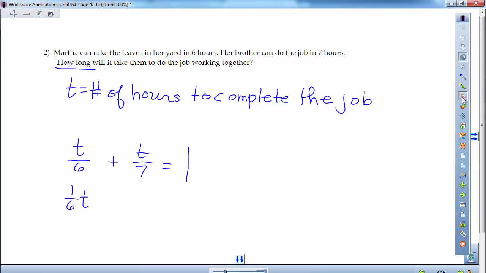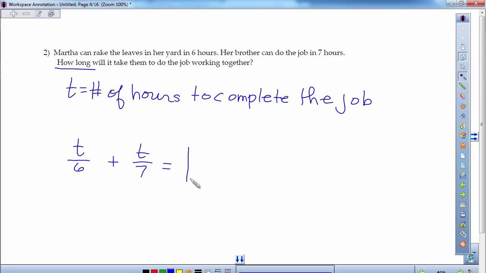So t over 6 is the portion of the job that Martha can do. t over 7 is the portion that her brother can do. We're going to put them together, to work together to get one whole job done. And we've set up an equation that will give us the answer to that.